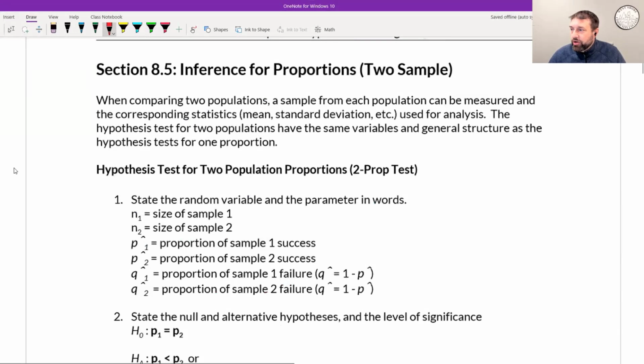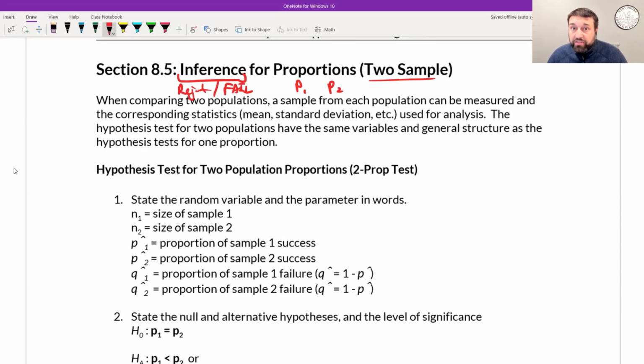In 8.5, we are talking about inference. So you are either going to reject or fail to reject a null hypothesis. We're still playing the same game. This time, though, we have two samples. So we're going to have P1 and P2. We're still working with proportions.